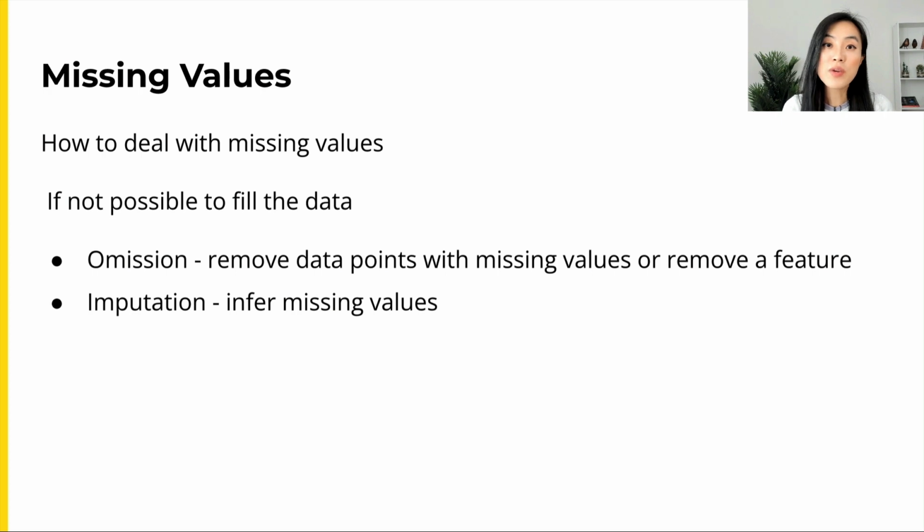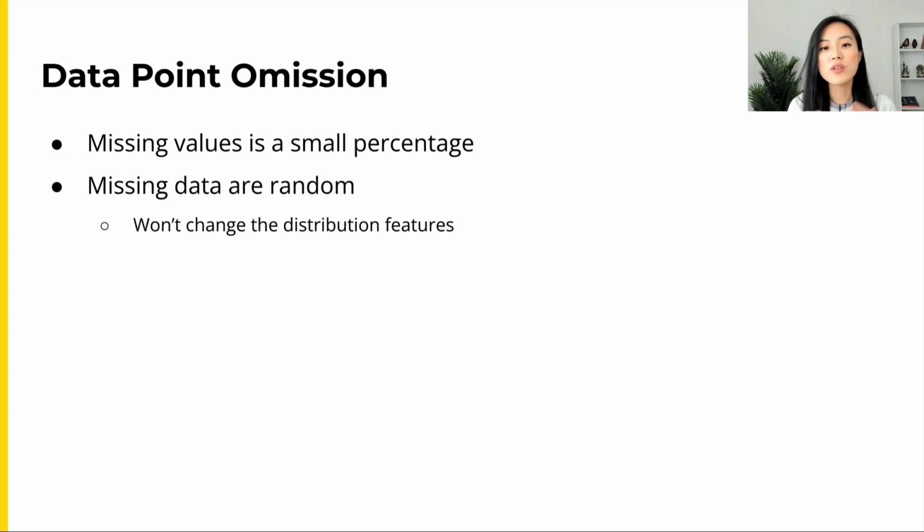When should we use omission? The first scenario is when the number of data points with missing feature is only a small percentage and the missing value is completely at random. We can simply throw away the data points. Missing completely at random means that the missing value is not strongly correlated with a certain group or feature. And by removing those data points, we will not change the distribution of any features.